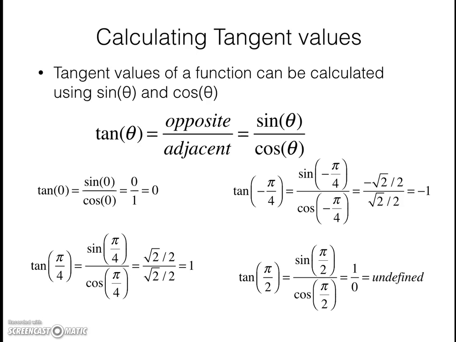We will have undefined values for tangent functions. For example, the tangent of pi over 2 is equal to the sine of pi over 2 over the cosine of pi over 2, which is equal to 1 over 0. Whenever we have a 0 in the denominator, we're going to be undefined. So there are going to be several values of tangent functions that are undefined.